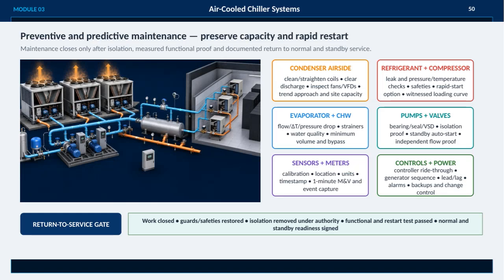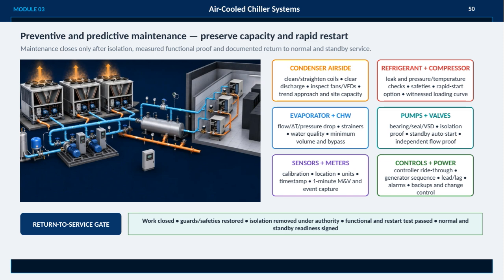This slide covers essential maintenance practices for air-cooled chiller systems, focusing on preserving capacity and ensuring a rapid restart. Preventive and predictive maintenance are key to keeping these systems running smoothly. Maintenance is only considered complete after proper isolation, measured functional proof, and documented return to normal and standby service.